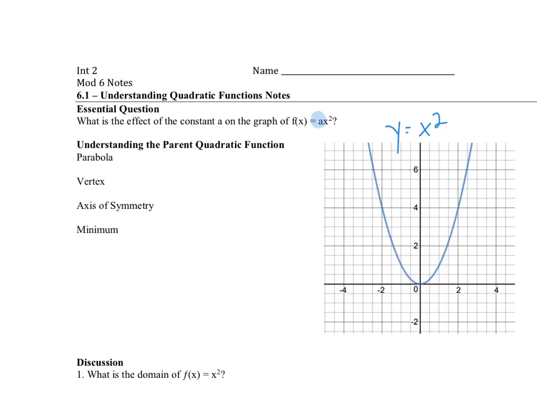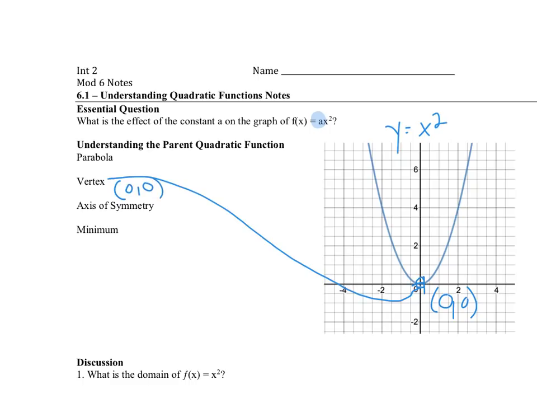Our vertex, just like it was on the absolute values, is where the graph turns and goes the other way. An absolute value is more distinct because that's where the specific V is, but ours is this point here. So we would say it is at 0, 0.